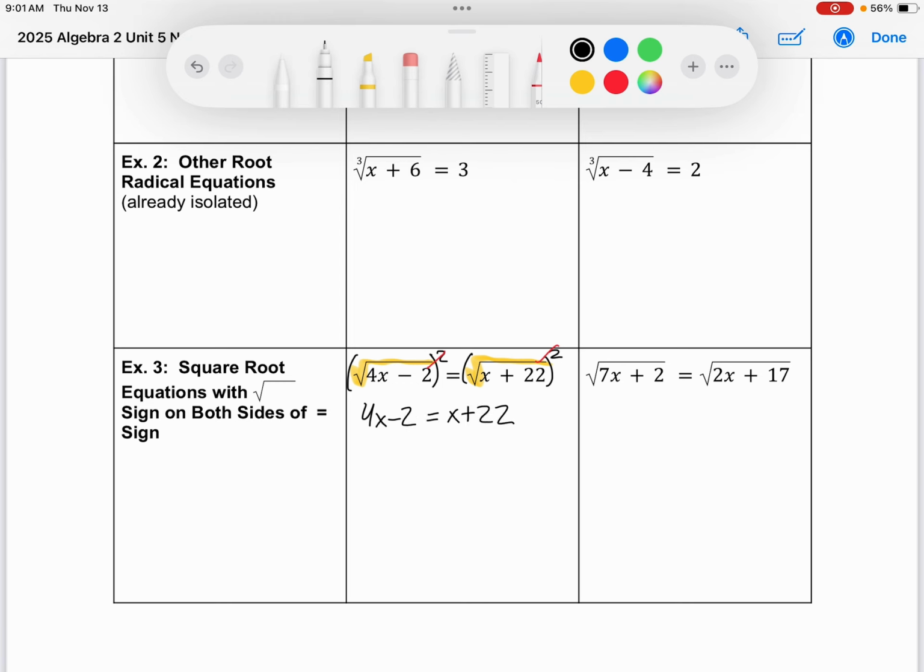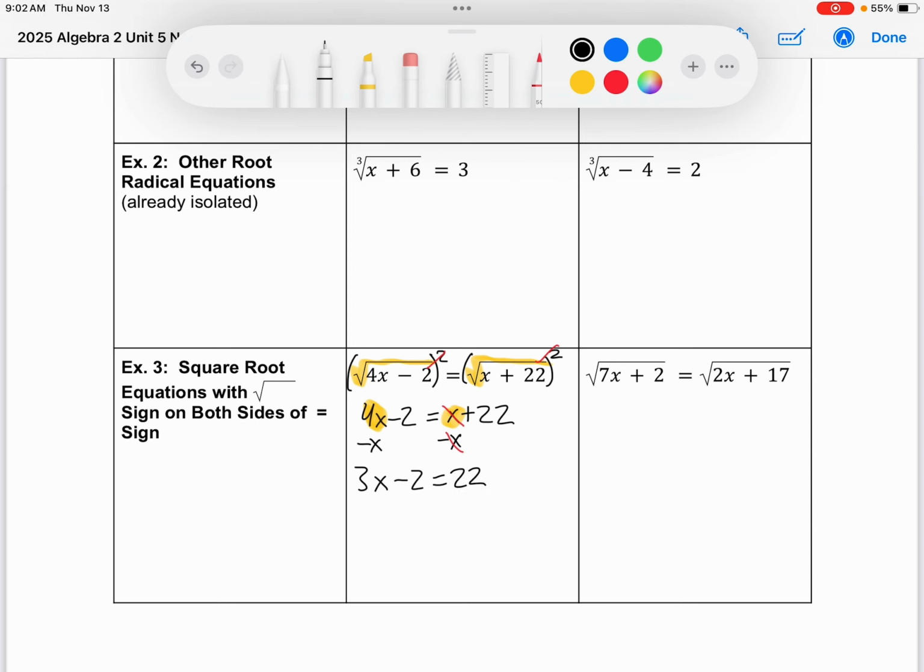And this is just another equation that we can solve. Since I have x's on both sides of the equation, I have 4x on the left and x on the right, I'm going to start by subtracting x on both sides in order to cancel out with the x here. So 4x minus x gives me 3x minus 2 equals 22.